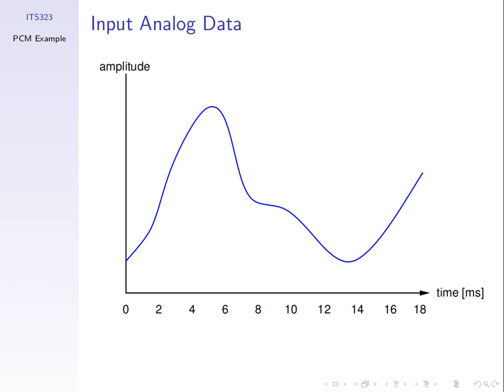So let's consider the minimum amplitude and the maximum amplitude of our input analog data. Let's say it goes from here and the maximum is this value, because this is just a small portion of our input. It may go longer. And look at it over time. I've given some time scale here, so this is 0 to 18 milliseconds. So we can do some calculations.